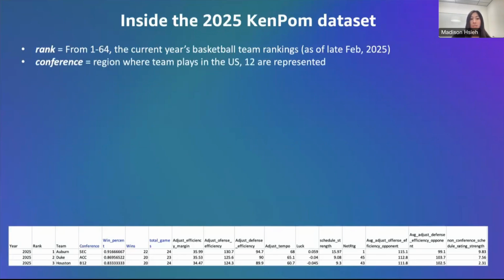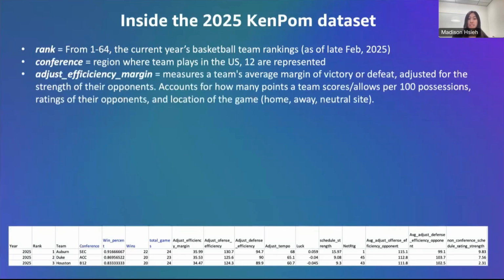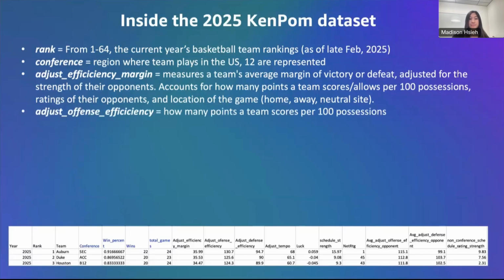So we'll have ranks, which is 1 through 64, which is the 64 teams participating in the tournament. Conference, which is basically the region that the schools are playing in. There's a metric called adjusted efficiency margin, which measures a team's average margin of victory or defeat, and it's adjusted for the strength of opponents. So basically, it accounts for how many points a team scores or allows the other team to score per 100 possessions.